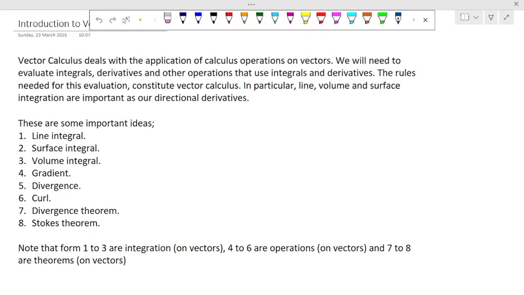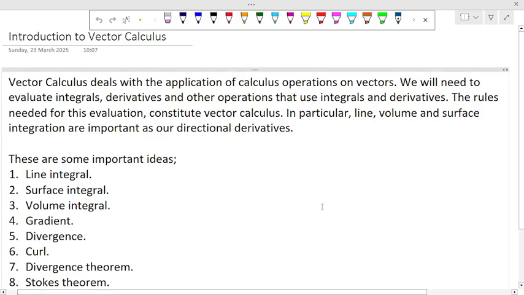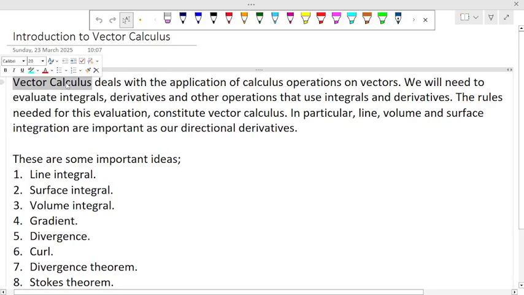In this video we are going to talk about calculus, not just calculus, vector calculus. So all these while we've been talking about vectors and scalars, and the algebraic operations with vectors, but this time we are going to talk about vector calculus, that is the application of calculus operations on vectors.